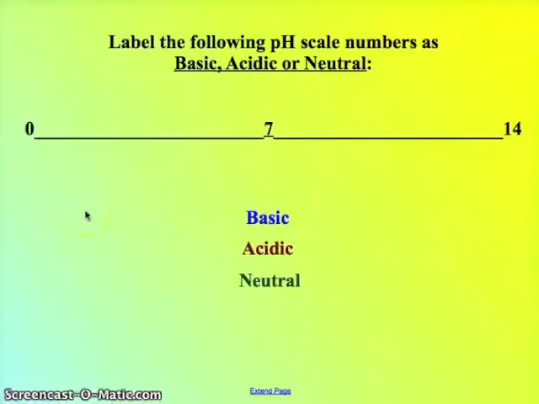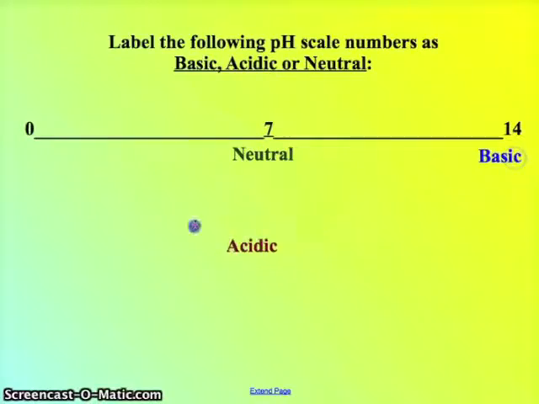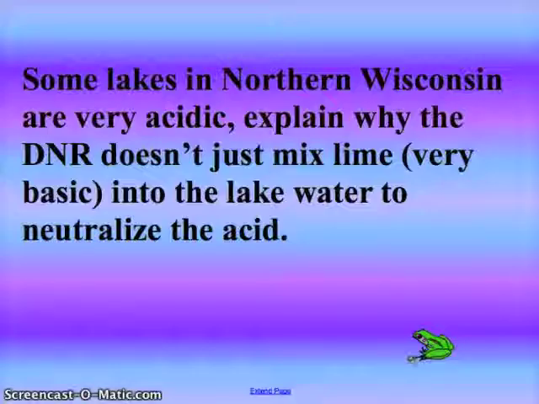Now on the test, can you fill this out? Label the following pH scale numbers as basic, acidic, or neutral. Again, if you remember, neutral is 7. Anything higher than that is a base. Anything lower than that is acidic, or an acid. Looking at the next slide.